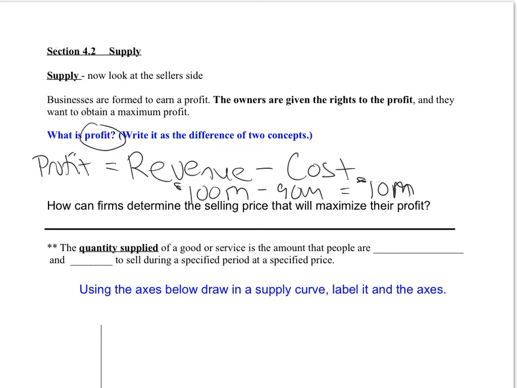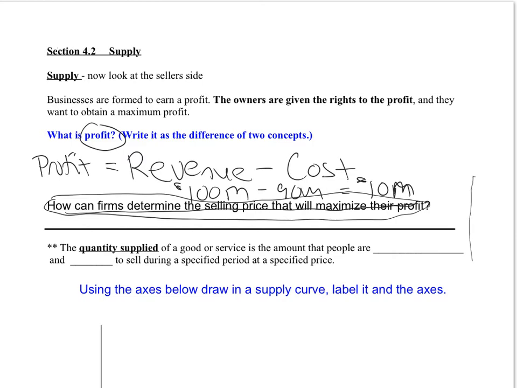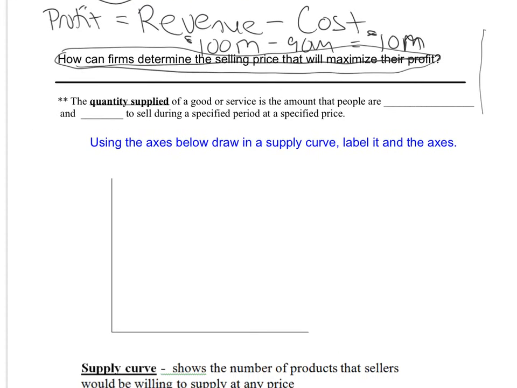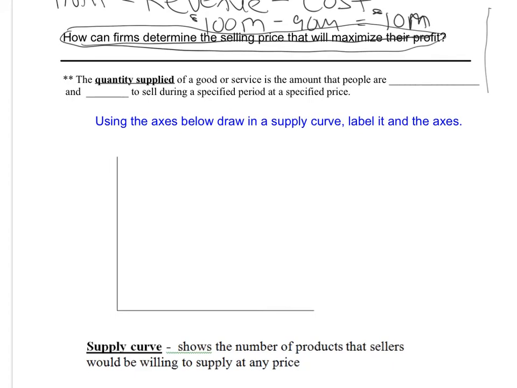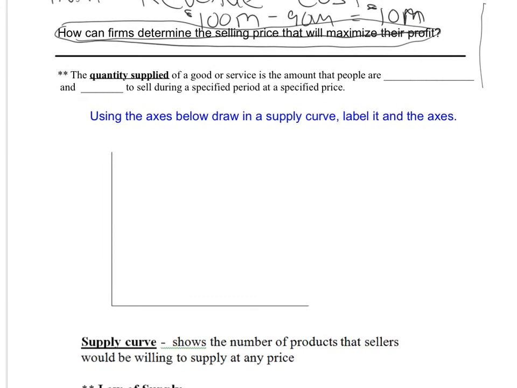We will look at a future point in activity on this question, how do firms determine their selling price to maximize profit. But for now, you do not need to worry about that. If you understand 4.1 well, which dealt with demand, then there are many similarities to section 4.2. So, a supply curve is upward sloping, unlike the demand curve that was downward sloping.